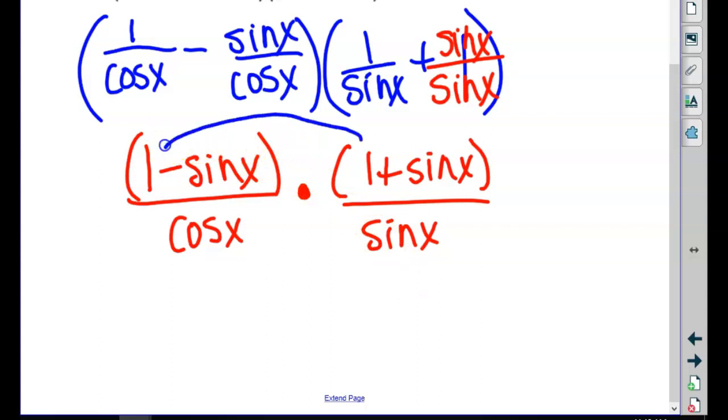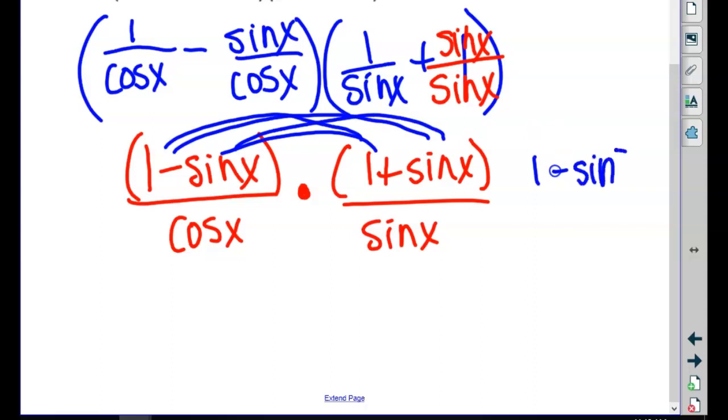Yeah, if we FOIL this, we get 1 plus a sine x and then a minus sine x, which would cancel, and then it's a minus sine squared. What is the denominator? It's not cotangent, be careful. It's cosine times sine, right?